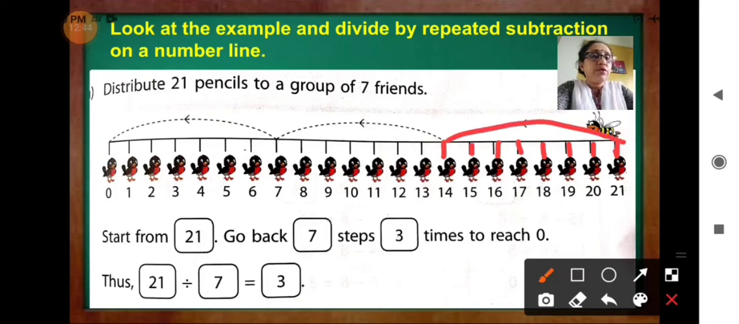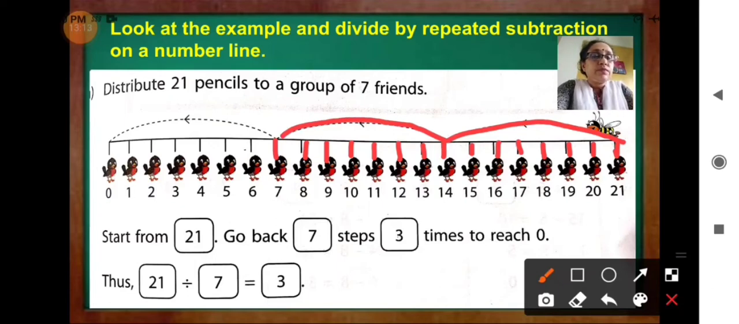Now you can draw this line. Okay. Now what will we do? Again from 14, you have to go back 7 steps. Now slowly, just do with your pencil, 1, 2, 3, 4, 5, 6, 7. Okay. Now where have we reached? Number 7.